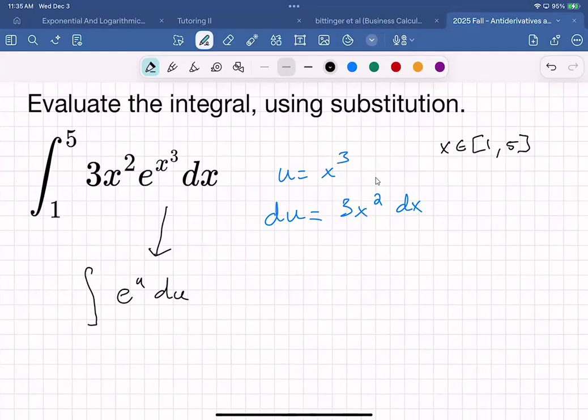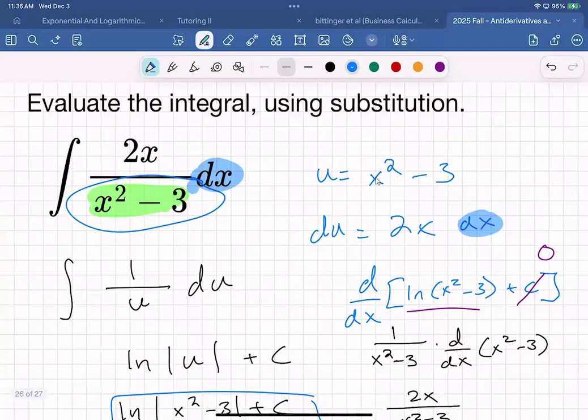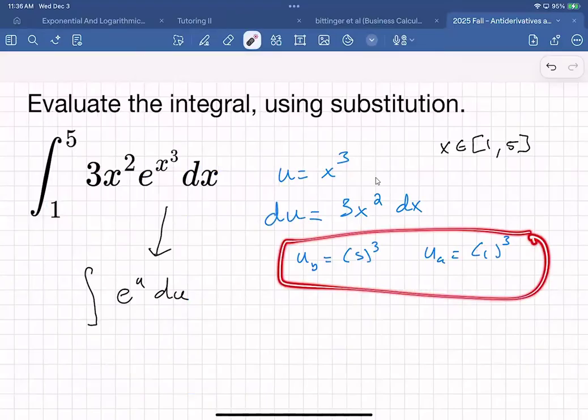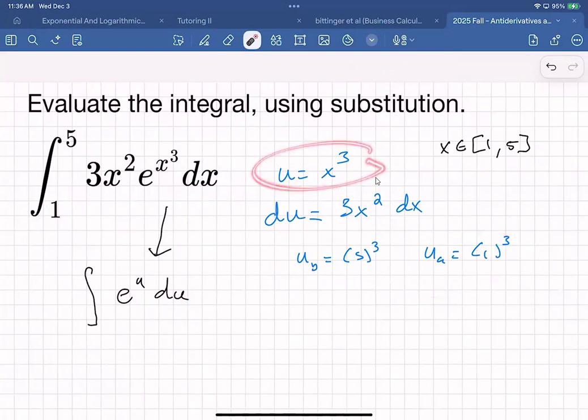One thing you can do, go plug it in. Say like, hey, UB would be 5 cubed and UA would be 1 cubed. That's fine if you want to just stick with u the rest of the way. But know that you could also take the approach we did here, right? Do it, then plug x back in. But be careful with what you write. I would encourage you to take this approach: since I'm going from x to u, let me make sure to change these based on the statement that I just gave.